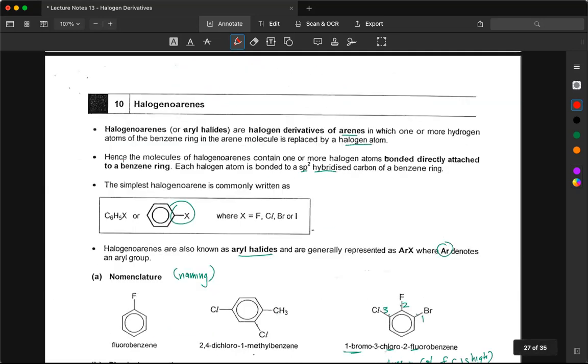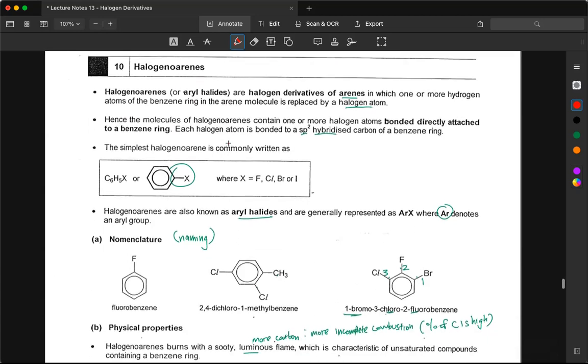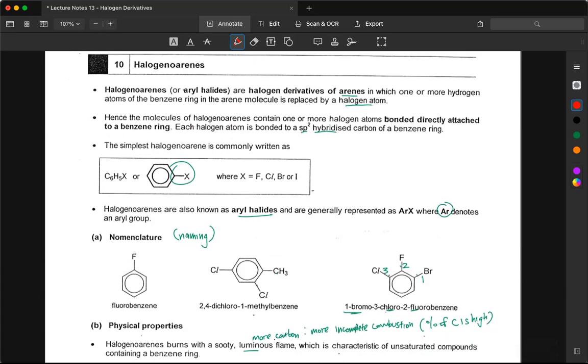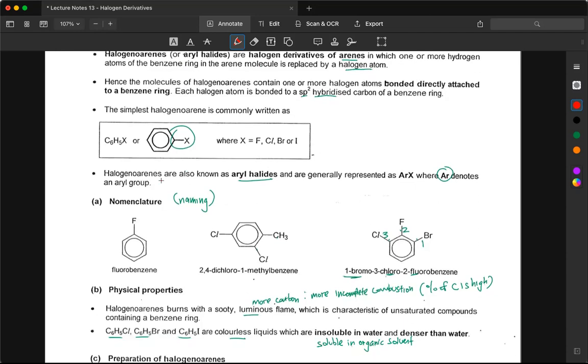Lastly, we go to halogenoarenes, which are halogen derivatives of arenes in which one or more hydrogen atoms of the benzene ring in the arene molecule is replaced by a halogen atom. The molecules of halogenoarenes contain one or more halogen atoms directly attached to the benzene ring, and each halogen atom is bonded to an sp2 hybridized carbon. Now, halogenoarenes are also known as aryl halides and are represented as ArX, where Ar represents arene groups.